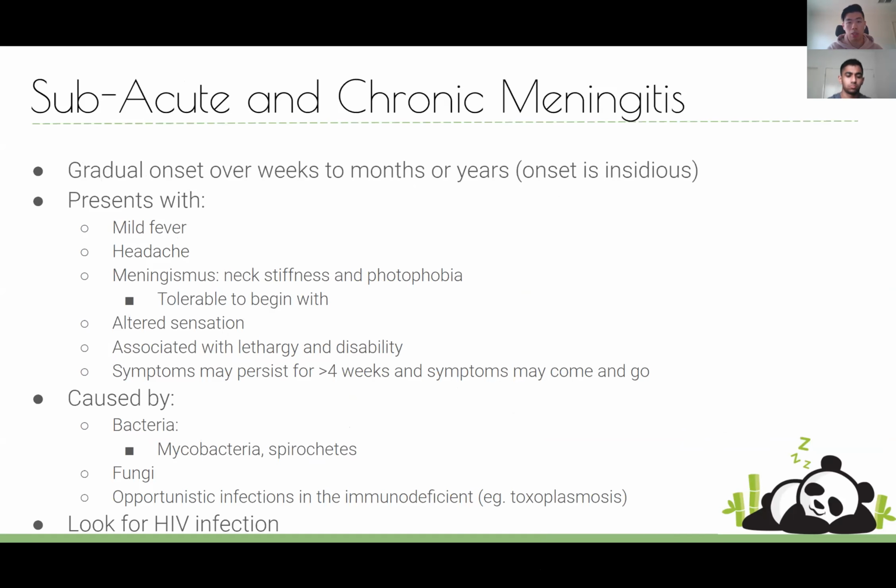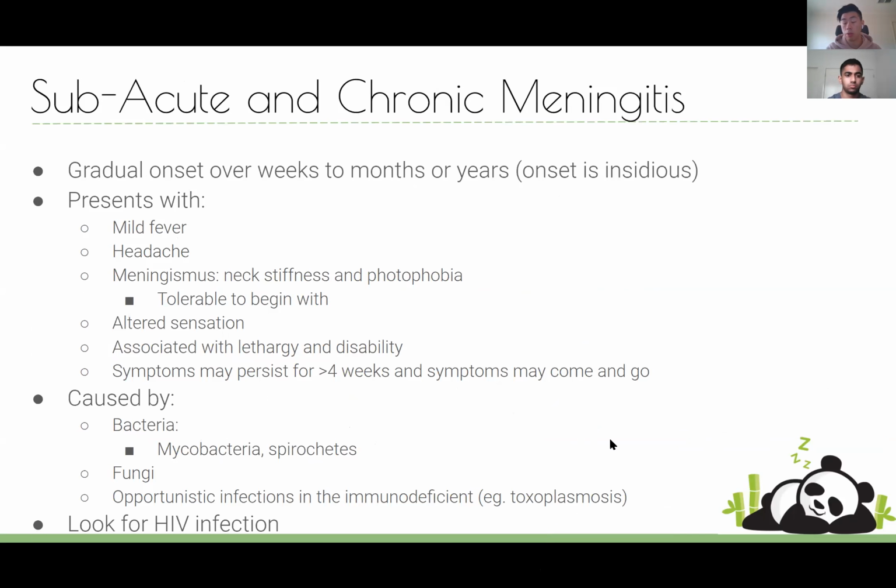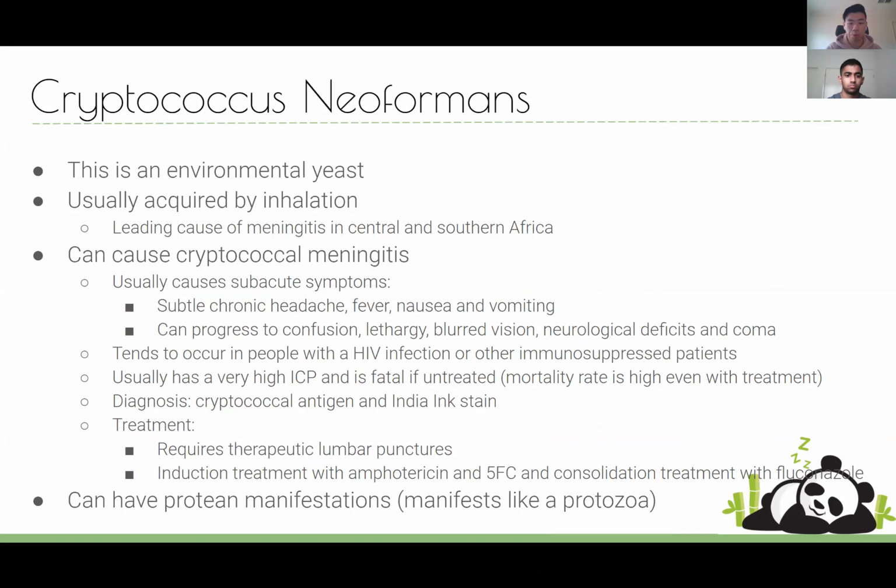Okay, so subacute and chronic meningitis might occur over weeks to months. They present with very similar symptoms, but they will just last longer. These are caused by your weirder infections, your mycobacteria or your fungi. Look for an HIV infection because it might be the reason why it's subacute and chronic.